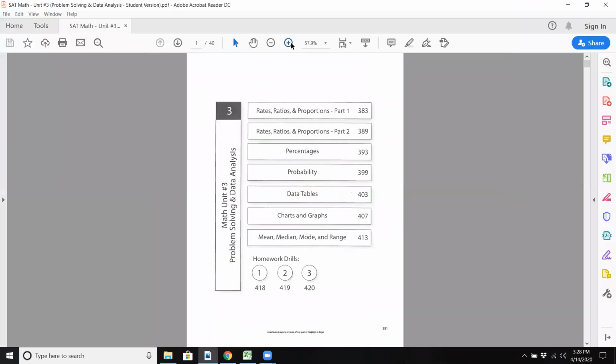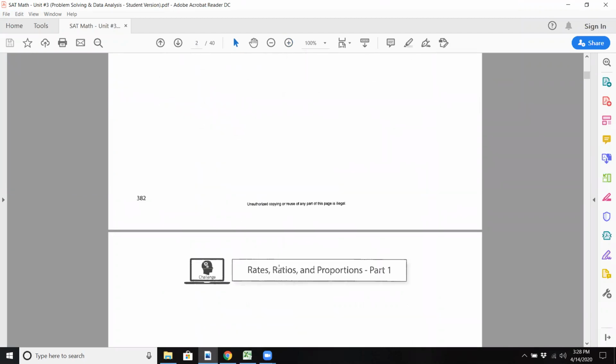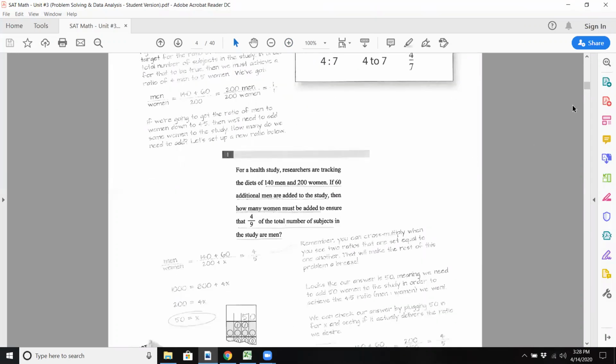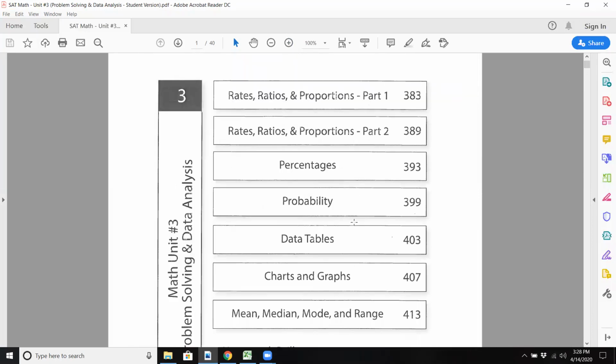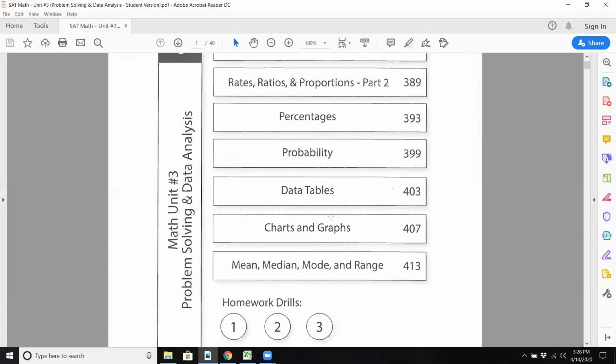And this is all in the Schoology folder. You could download and print these, or you could just work off the screen, or just watch and print these later. So if you look at the table of contents, lots of ratios and proportions. The Google form had a lot of that. Percentage and probability are kind of similar to ratio and proportions. Data tables we looked at a little bit. Charts, graphs, mean, median, mode, range, and so forth.